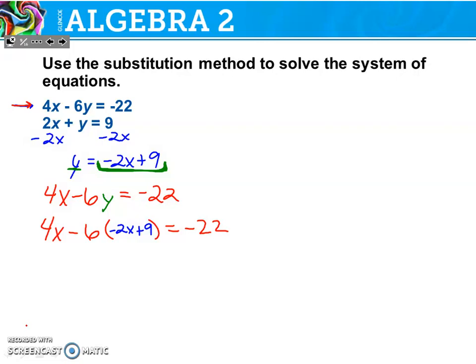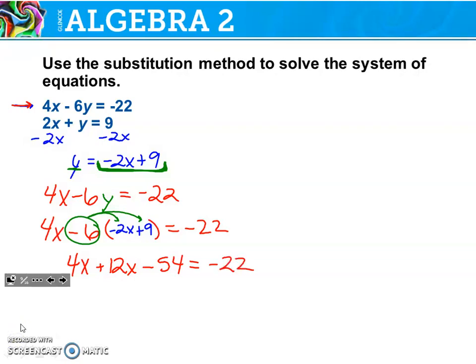Okay? So, we're trying to get this solved. So the first thing I've got here is I've got a negative 6. Don't forget that negative. And I've got to distribute that negative 6 in. So that gives me 4x plus 12x minus 54 equals negative 22. Okay, I'm trying to get x by itself. So 4x and 12x, I need to combine those together. Gives me 16x minus 54 equals negative 22.